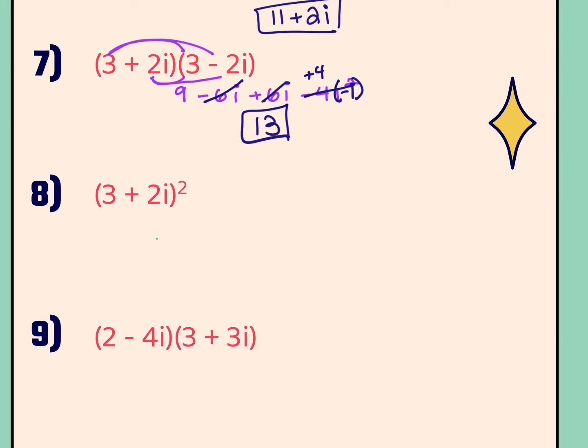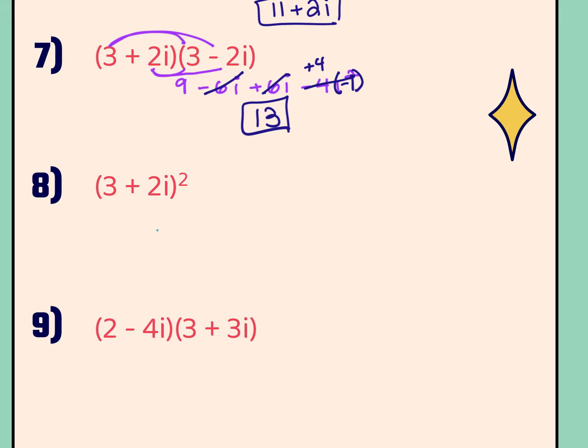Now I go to 8. What I cannot do is distribute the exponent. We are going to expand and FOIL this out.